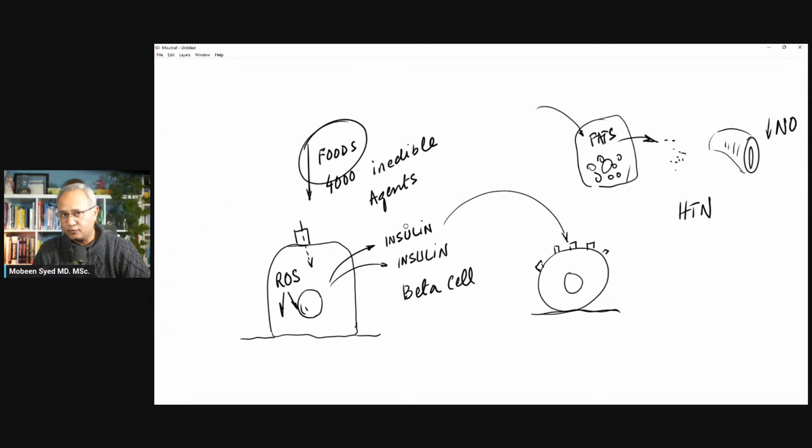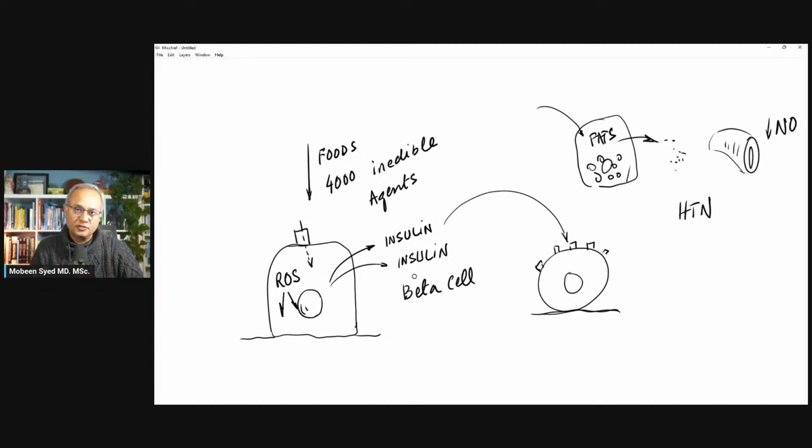Less processed foods. Foods that would produce less reactive oxygen species. Foods with less emulsifiers. Foods with less colors. Foods with less preservatives. Foods that are not packaged. Because packaging itself adds molecules to the food.